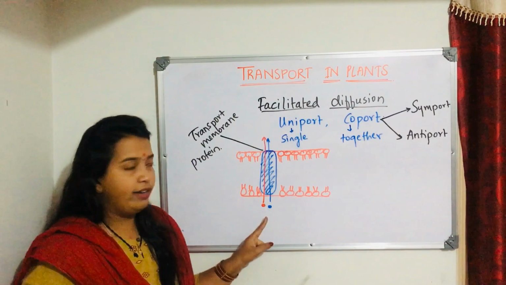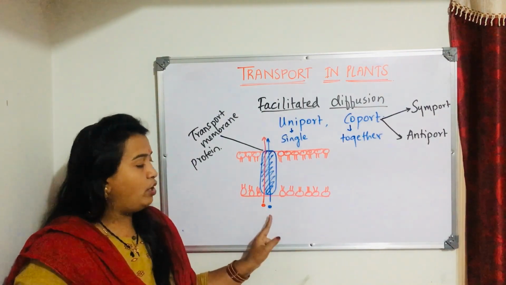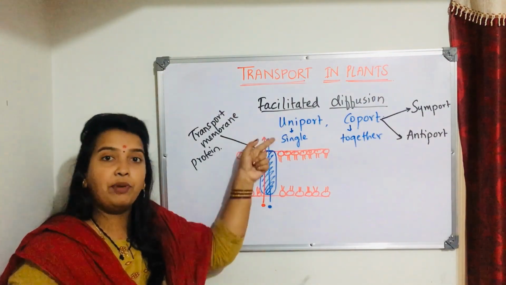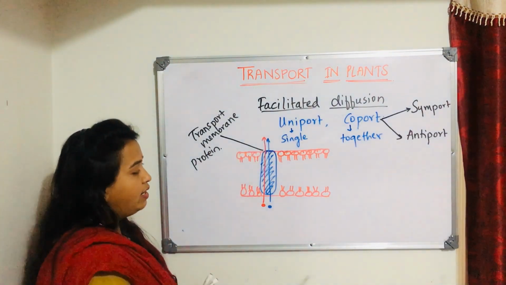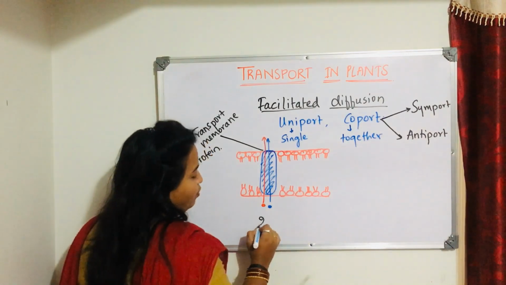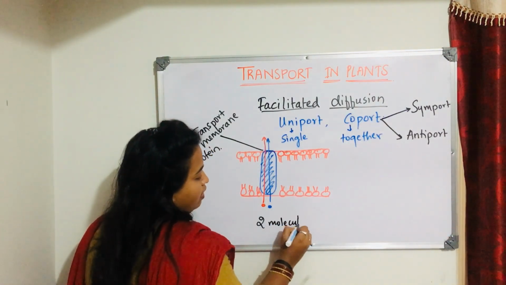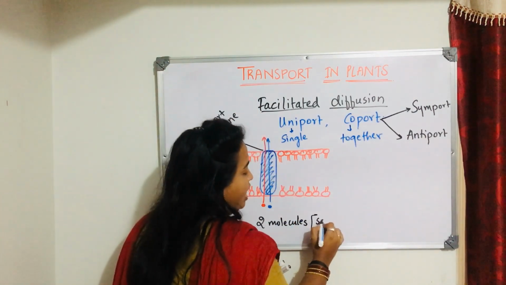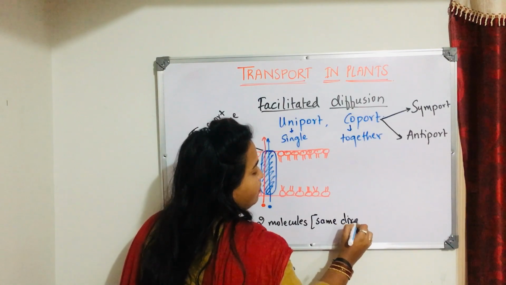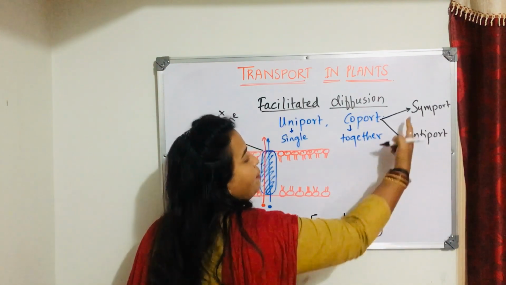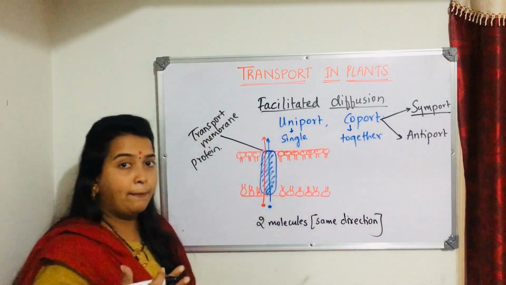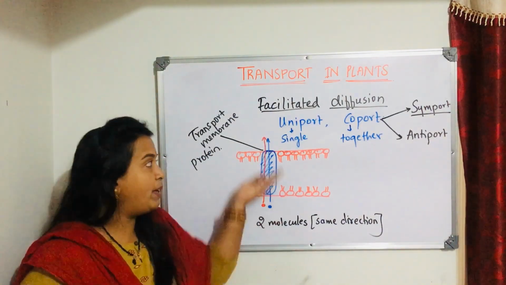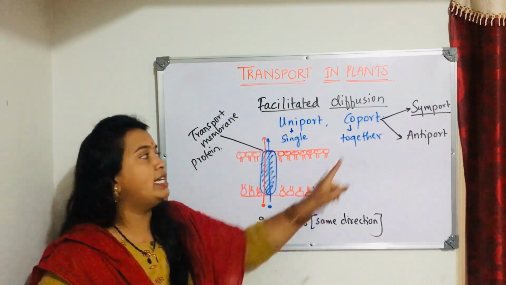Now if you see here, in this example, two molecules are moving from one place to another place together in the same direction. So what you can understand here, two molecules are there, and they are moving in the same direction. Both of them are moving in the same direction. So this is called symport. Sym means same, together in the same pathway. So if two molecules are moving in the same pathway, same direction, then we call it symport.